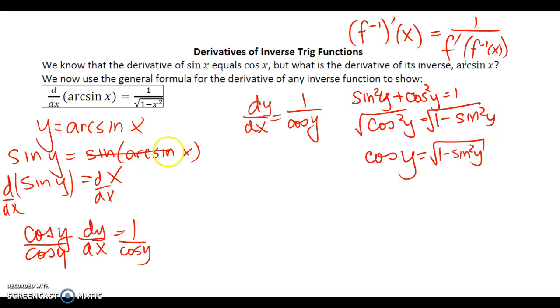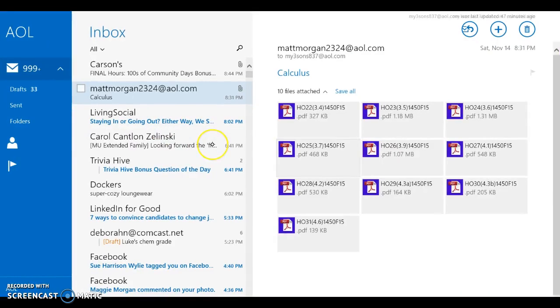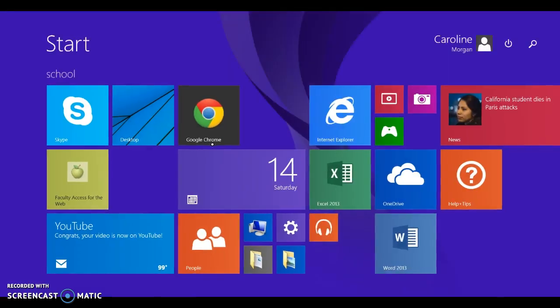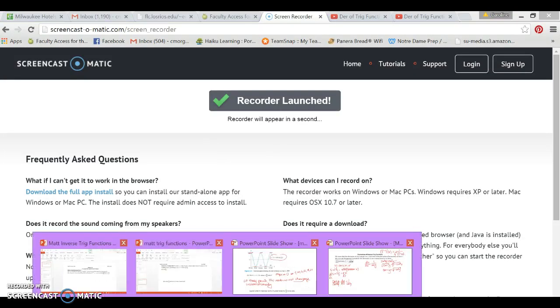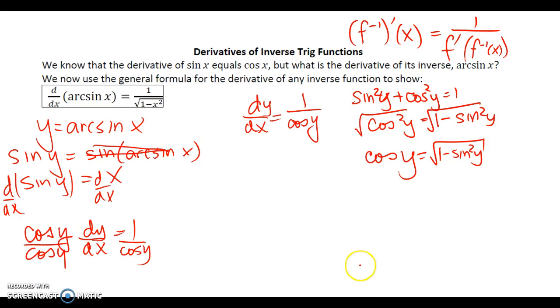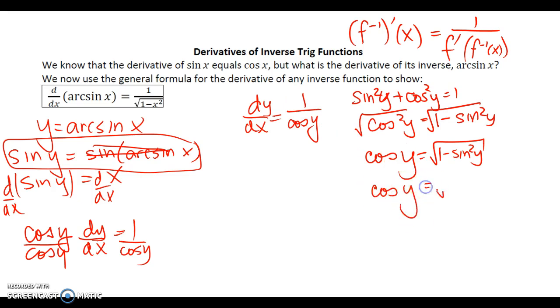Well, over here, we actually have that sine squared, gotta get to it. We actually have that sine squared y is equal to x, right? So cosine of y is equal to 1 minus x squared, which is how we get 1 over square root of 1 minus x squared.